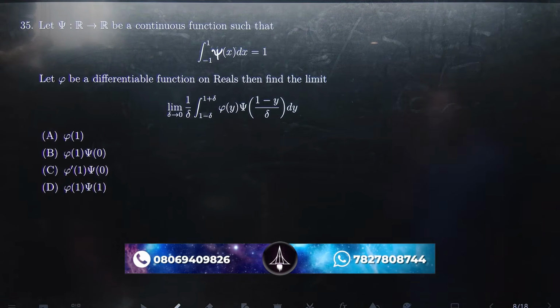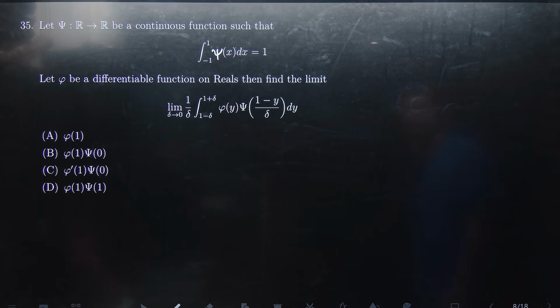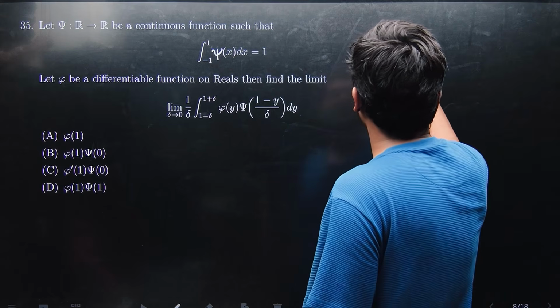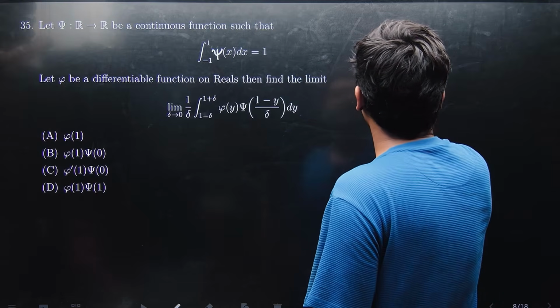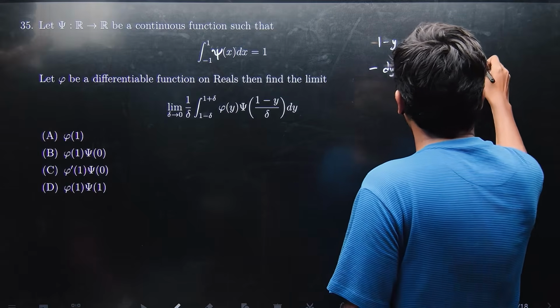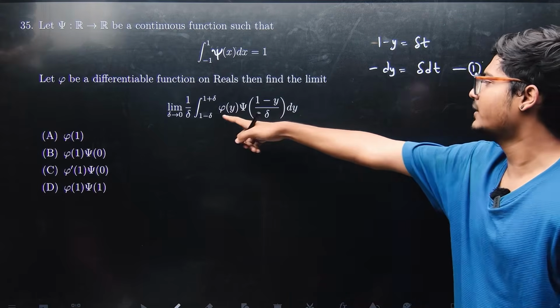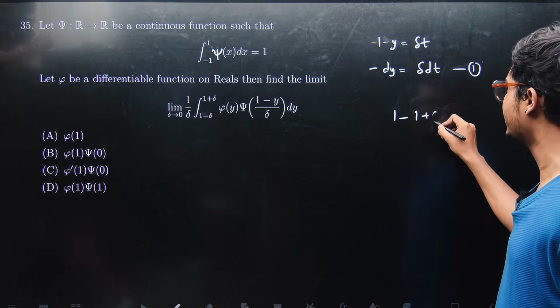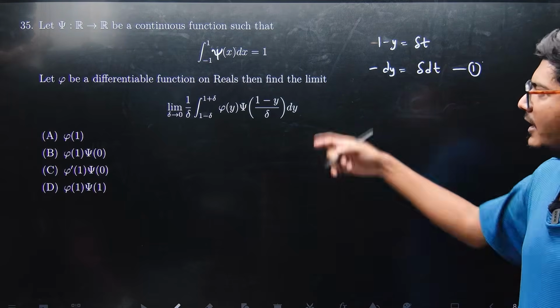You have psi, which is a continuous function, such that its integral is equal to 1. Phi is another differentiable function, and find this limit, okay? So observe that what we can do here is simply put 1 minus phi equal to some delta t, right? In that case, you'll get minus dy is equal to delta dt, right? That's 1. And if you look at the limits, if I put the lower limit 1 minus delta over here, right? What will I get? I'll get 1 minus 1 plus delta. So the lower limit is t equal to 1, the upper limit is minus 1.